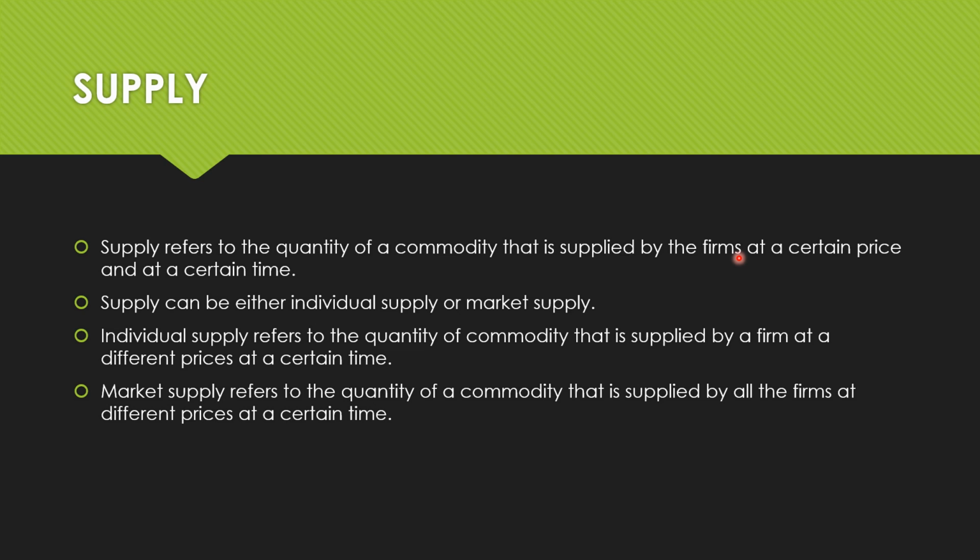So let's read it out. Individual supply refers to the quantity of commodity that is supplied by a firm at a different price at a certain time. Market supply refers to the quantity of commodity that is supplied by all the firms at different prices at a certain time. Even here there is something called a supply schedule. Supply schedule is divided as individual supply schedule and market supply schedule. And that we'll be seeing later.